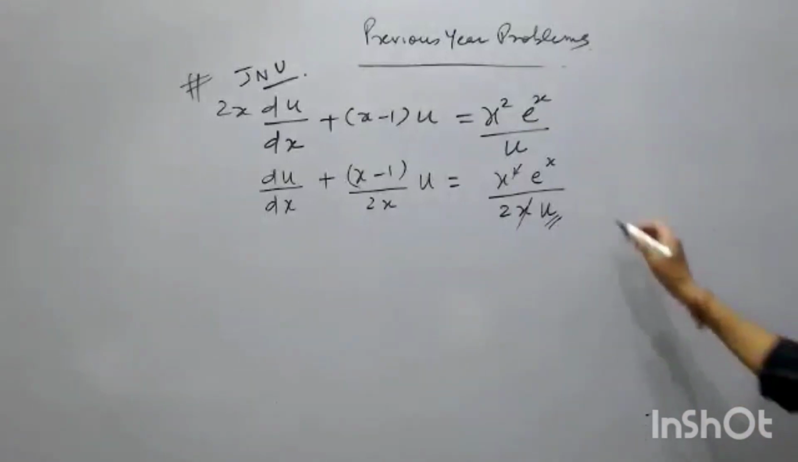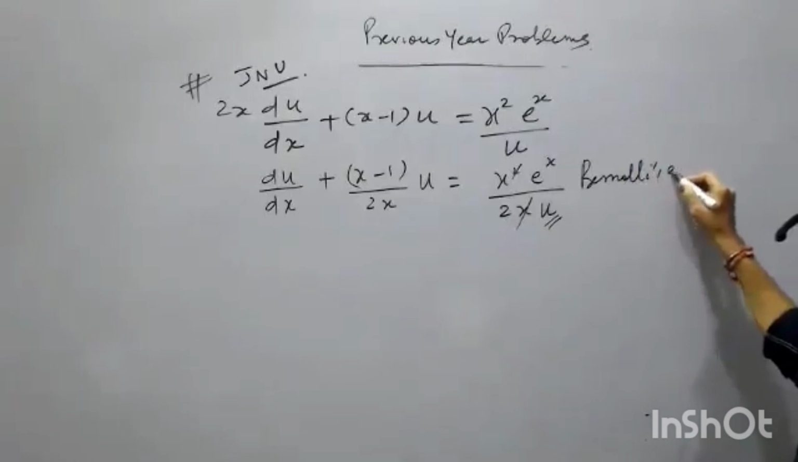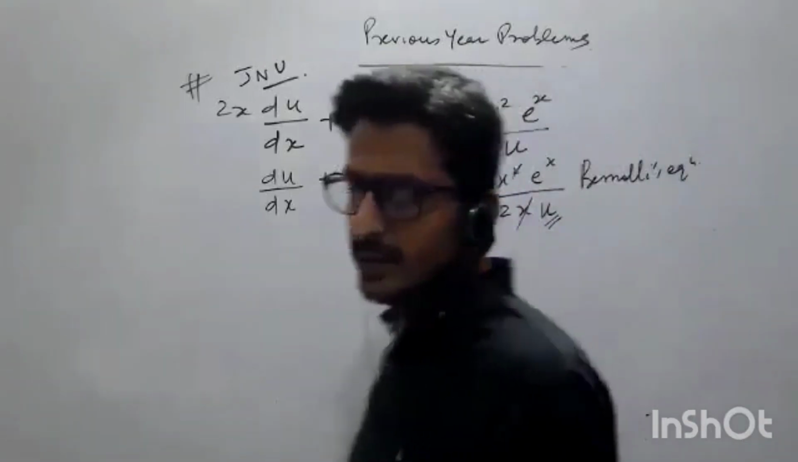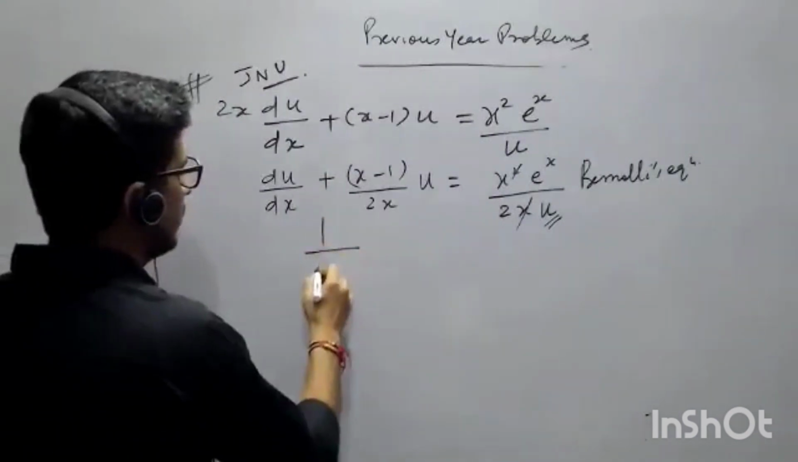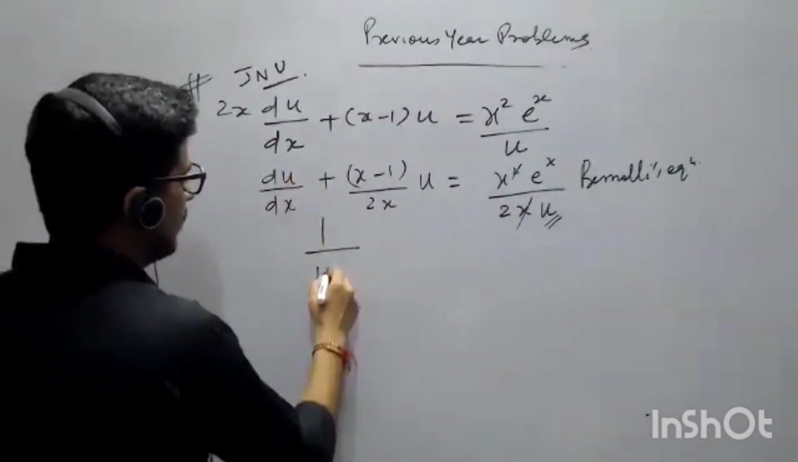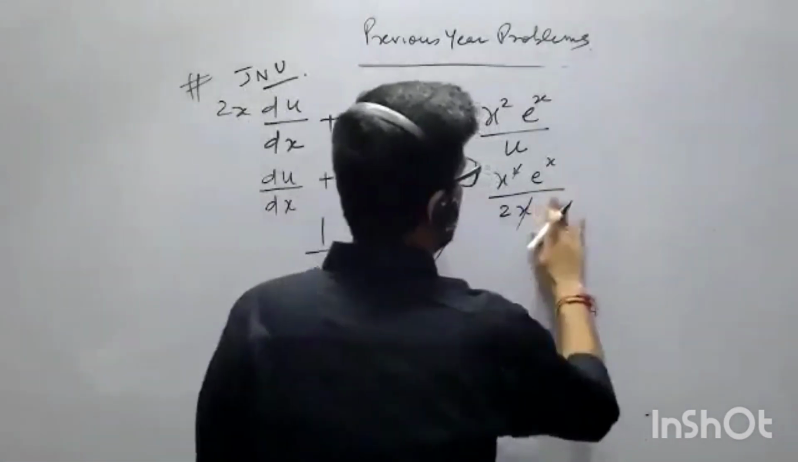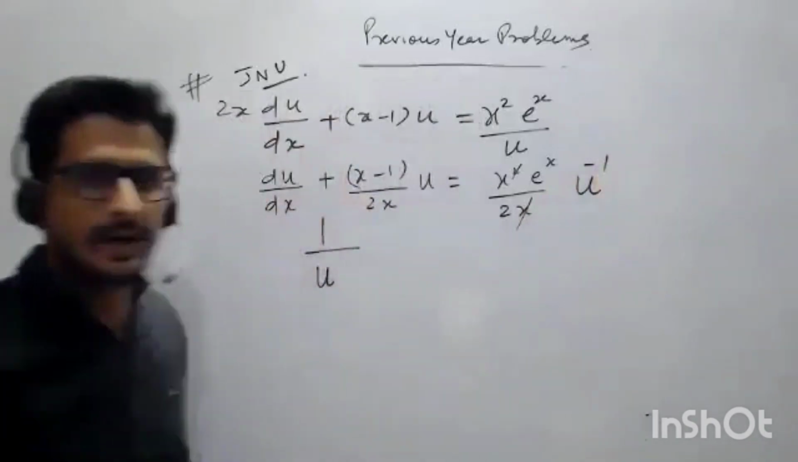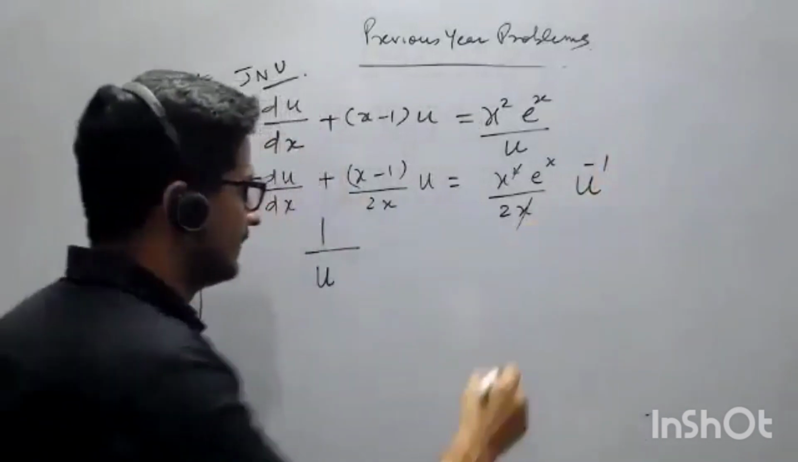This is Bernoulli's equation. So if you remember, in Bernoulli's equation, I told you 1 upon y. Here y is u. Y to the power n, and what is the value of n? So this u will get here. So I told you here it was y to the power n. So what is the value of n?